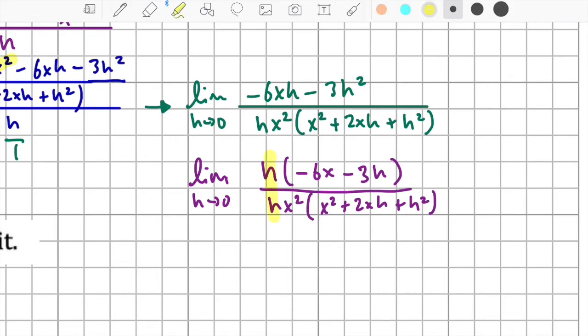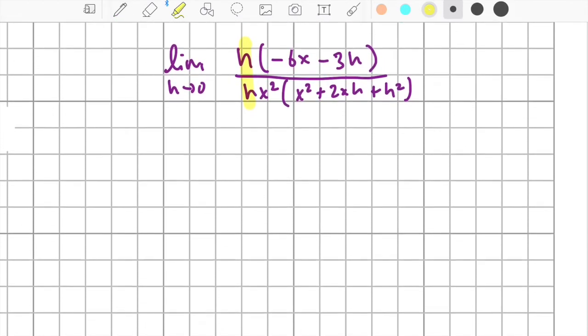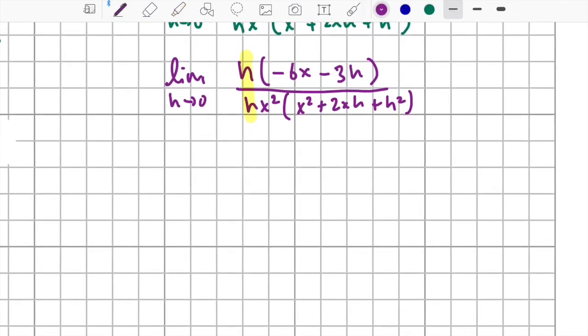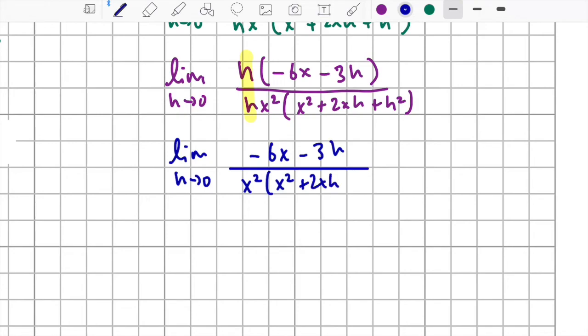Now we can cancel the h's. Once we cancel the h's, we are left with the limit as h approaches 0. In the numerator, we are going to end up with negative 6x minus 3h. And in the denominator, we're going to end up with x squared plus 2xh plus h squared.